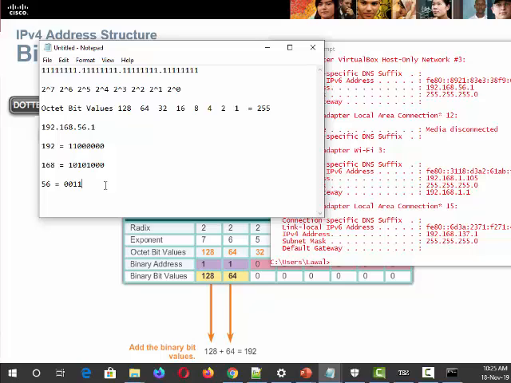This is what we are doing now. 56: remove 32, remove 16. What will remain? 8. 24 minus 16 is 8. By the time you remove 32 from this one, it remains 24. Remove 16 from 24, it remains 8. So 8 is 1. That one is okay now, right? The others are now 0. That is the binary for 56.